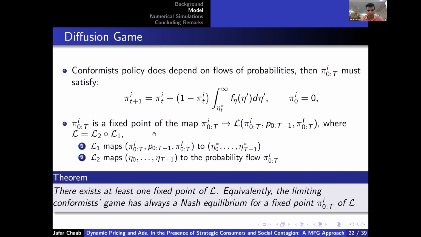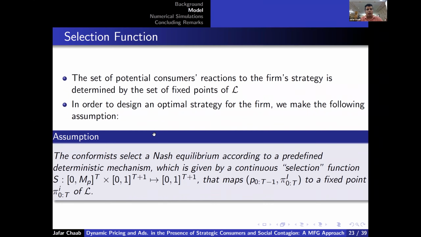So it is right that we can find the fixed points. However, the thing is that we may come up with a set of fixed points, and then we need to see how the consumers are going to choose the equilibrium. So we know that the set of potential consumers' reactions to the firm's strategy is going to be determined by this set of fixed points, and the firm needs to know which one is going to be chosen by the consumers in order to design its marketing strategies.